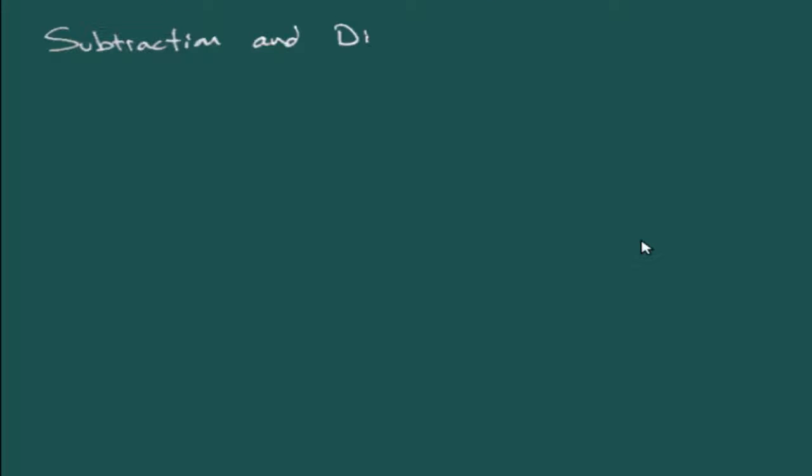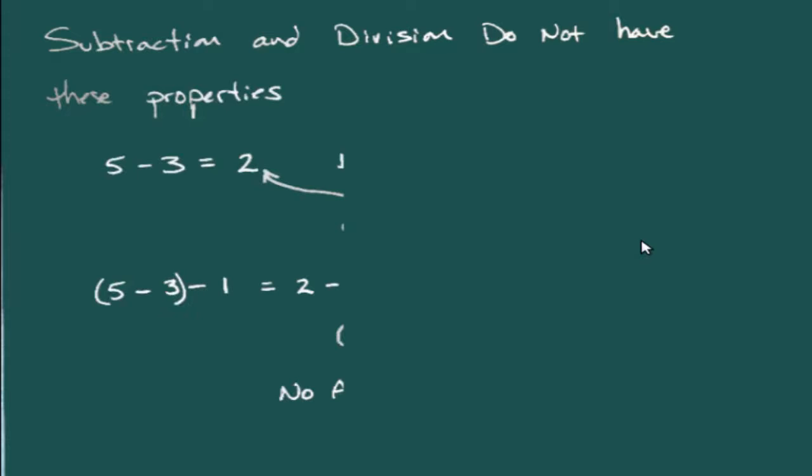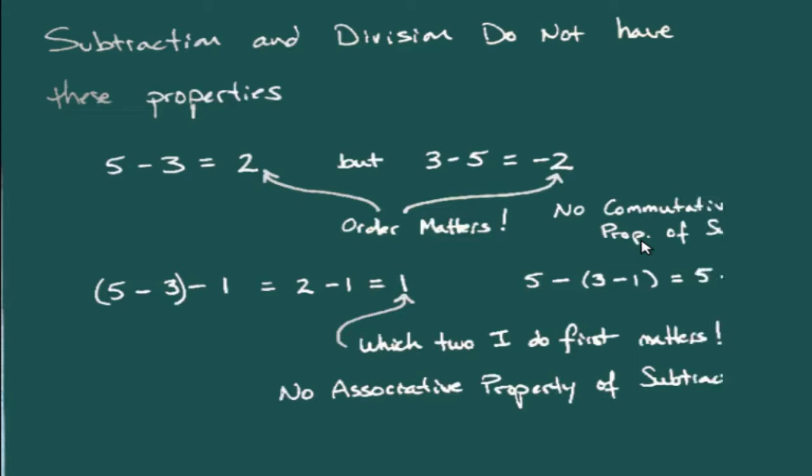Now, with subtraction and division, that is not necessarily the case. They do not possess these properties. So just looking at some examples, if we have 5 minus 3, that's going to give us 2, but if we switch the order and do 3 minus 5, now we get negative 2. So 5 minus 3 is not 3 minus 5. Order matters, we get a different answer. So we do not have the commutative property of subtraction.